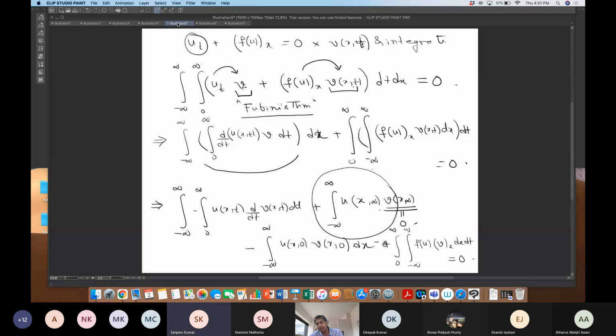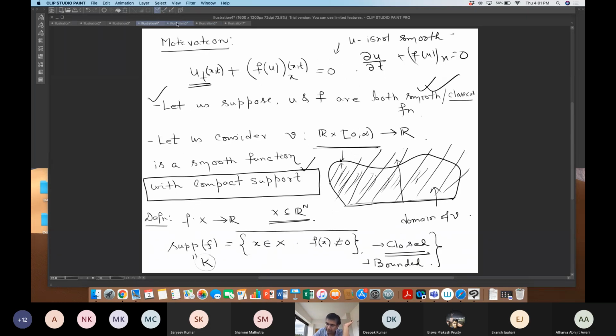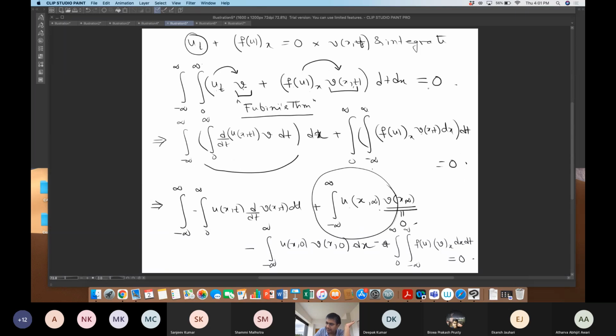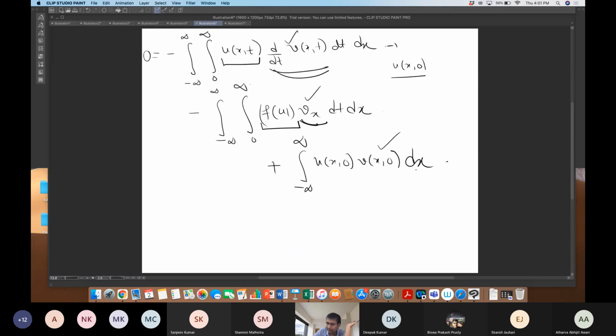Integration by parts: I throw the derivative in x to v. Because f is a smooth function, u is also a smooth function, everything makes sense. So this equation, if I multiply this, the right-hand side is 0, so 0 is equal to this. Yes or no?